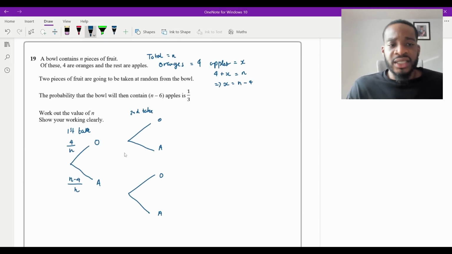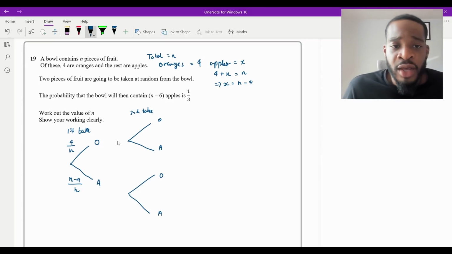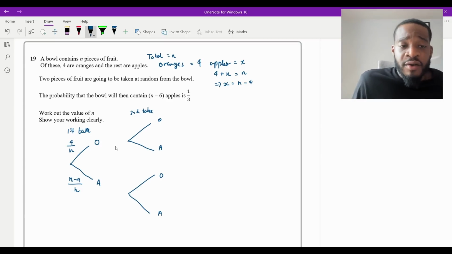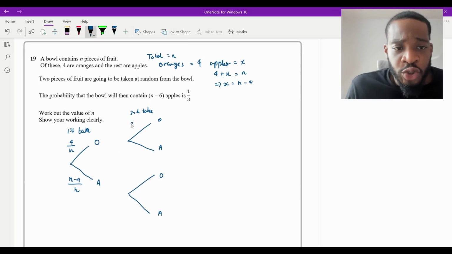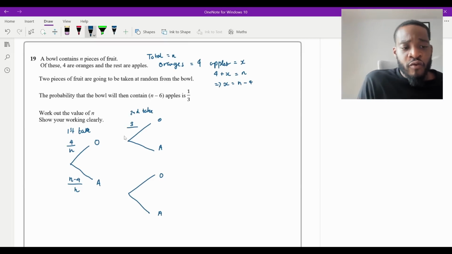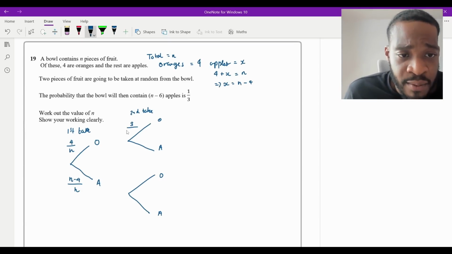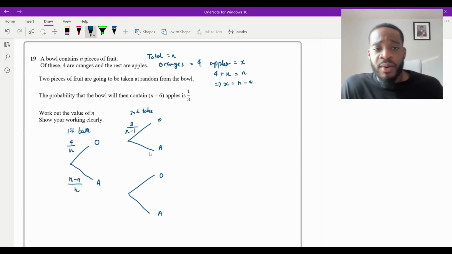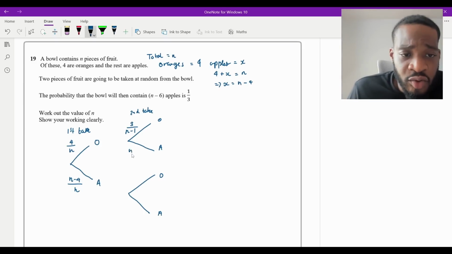And then now we've got to do the second takes. Now let's start with the first one where we assume that we've taken an orange on our first go. If we've taken an orange on our first go, then there's going to be 1 less orange to pick from. So we're going to change the 4 to a 3. And well, if we've taken an orange, we've taken 1 fruit, so there's going to be 1 less fruit overall as well. So it would be n minus 1. So that's done. And now, what would be the probability of me taking an apple on my second go? Well, remember, we're assuming that we've taken an orange on our first go, meaning that the amount of apples hasn't changed. So we're going to have n minus 4 here.